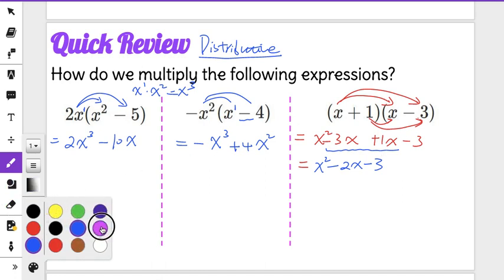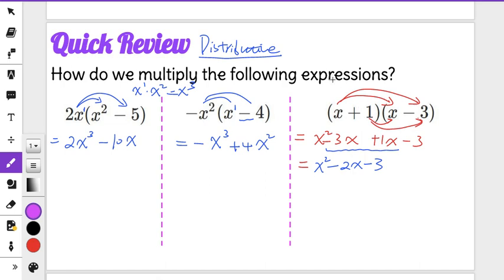Some students probably know the method called the box method. I'm going to show it here. You can choose whichever way you like. As you can see, we have 2 terms times 2 terms, so I'm going to set up a box with 4 grids here.